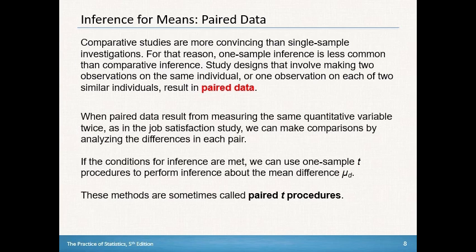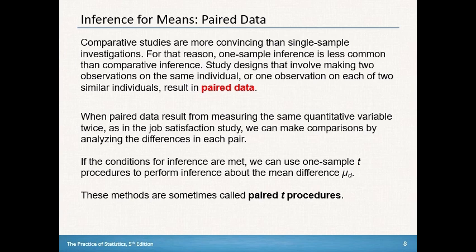When the data results from measuring the same quantitative variable twice, as in the job satisfaction study, we can make comparisons by analyzing the differences in each pair. So we don't treat each set of data independently, because they're not independent of each other. They're very related. So what we have to do is look at the difference in the pairs of data. And so we call this a matched pairs t test, or a matched pairs t procedure.